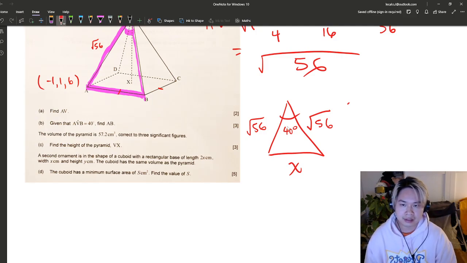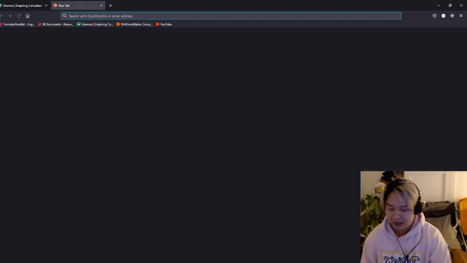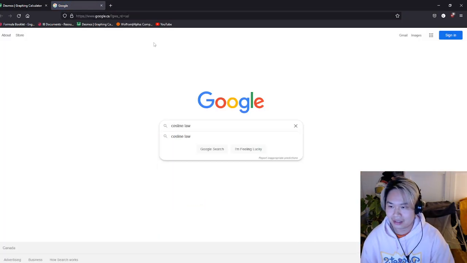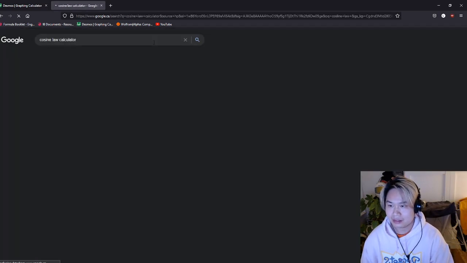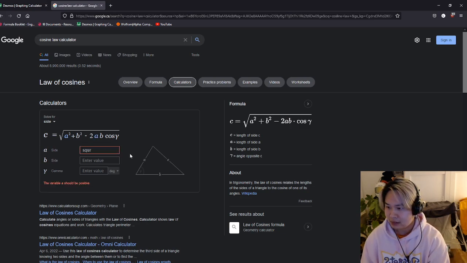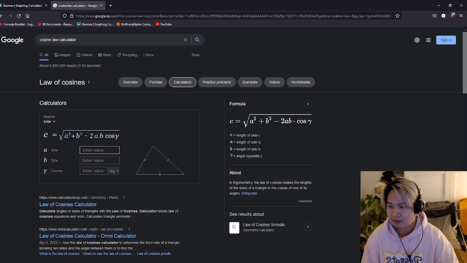Just make sure that your calculator is in degree mode, and then we can find out X. It's a straight up plug and chug type of example. Did you know that Google has a cosine law calculator? Okay, so I want to solve for the side. So this side is, oh, I don't know if it can do square root 56. Damn it.